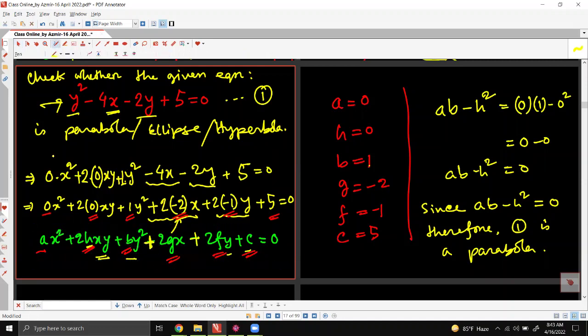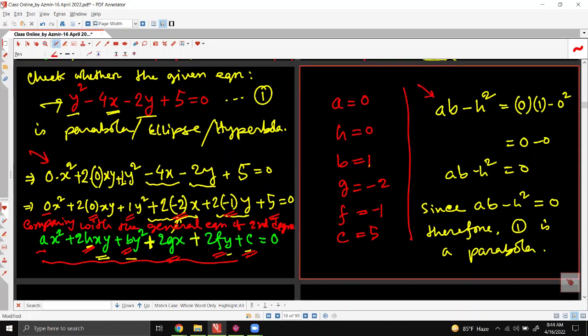So we can write here, let's say, comparing with the general equation of second degree. The general equation of second degree for conics: ax squared plus 2hxy plus by squared plus 2gx plus 2fy plus c equals 0. So from this equation, we can have the values of a, h, b, and then we can check the type of the given equation.